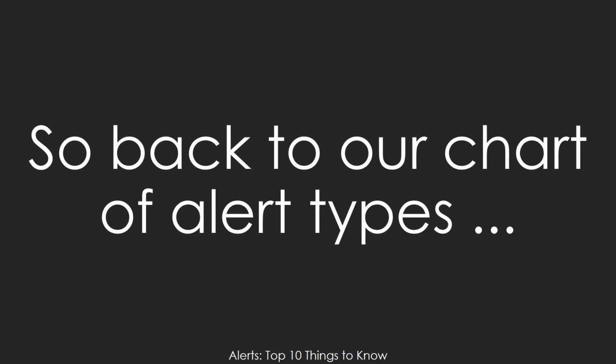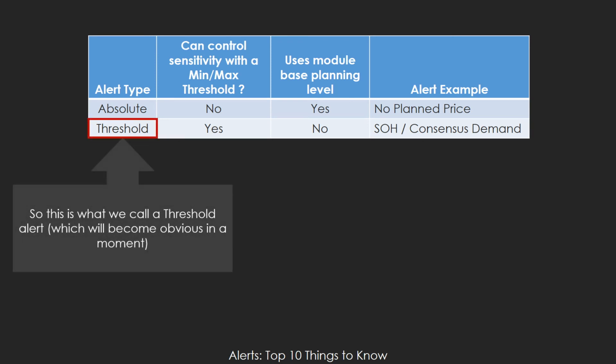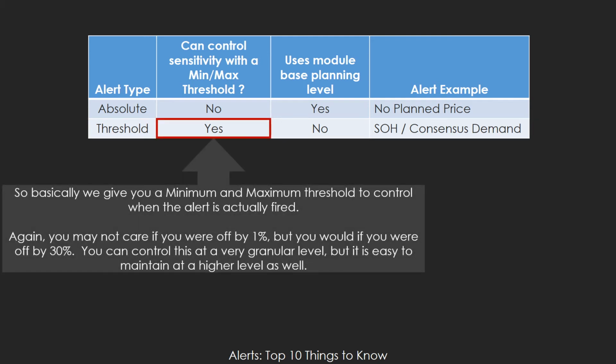So back to our chart of alert types. This is what we call a threshold alert, which will become obvious in a moment. Can you control sensitivity with a min-max threshold? Yes. So basically we give you a minimum and maximum threshold to control when the alert is actually fired. Again, you may not care if you were off by 1%, but you would if you were off by 30%. You can control this at a very granular level, but it's easy to maintain at a higher level as well.